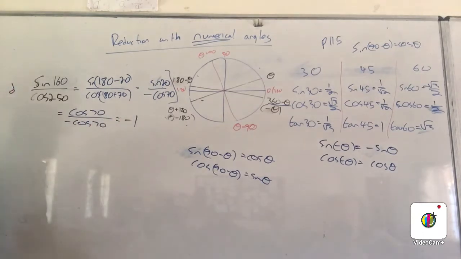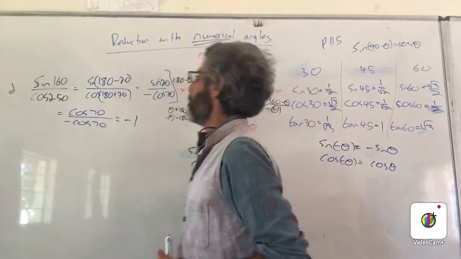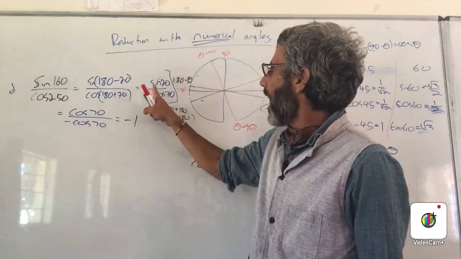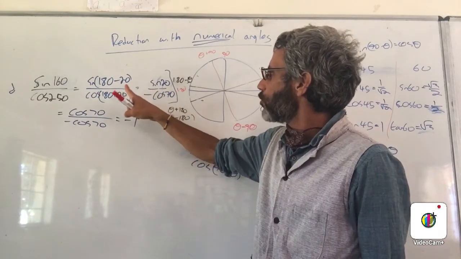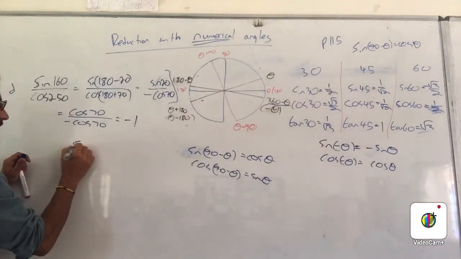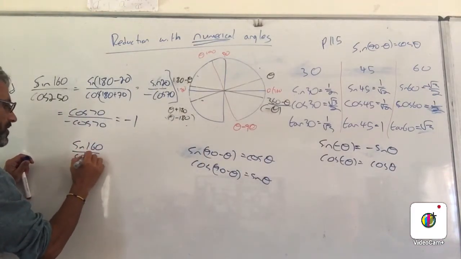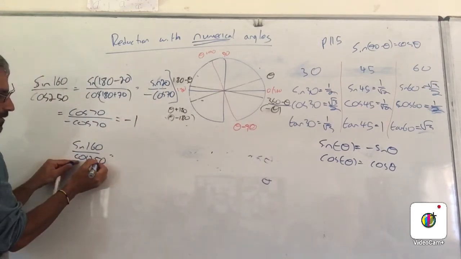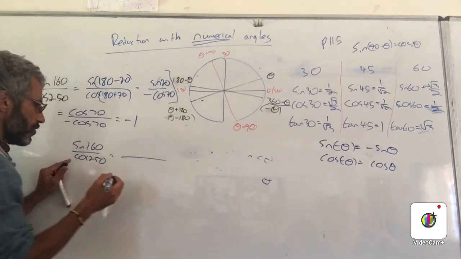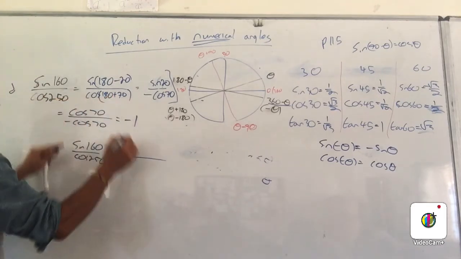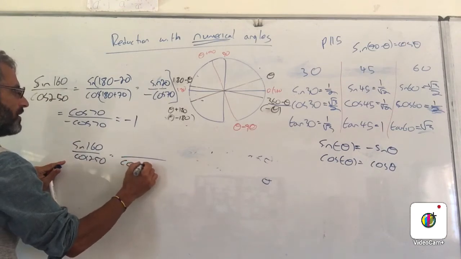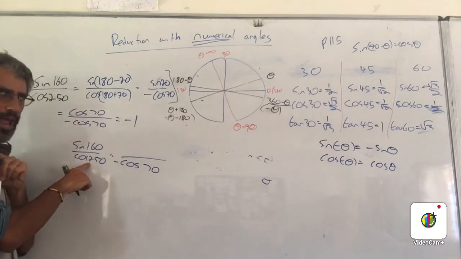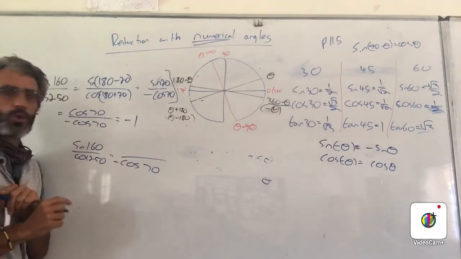Easy peasy. There is a little bit of the other way, which I'll show you. Probably I wouldn't go that way; I would try from the beginning. Let's say I have sine 160 divided by cosine 250. Now I will start with one of them. You can start with the top one, but let's start with the bottom one. I would say that's 180 plus 70, so it's going to be minus cosine 70.